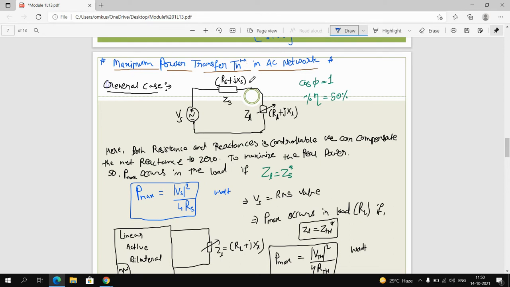Now in AC circuits, for the maximum power transfer theorem, there are some special cases. I already told you when I was teaching the DC theorem. In that case, I had already said that in the AC theorem there are some cases.